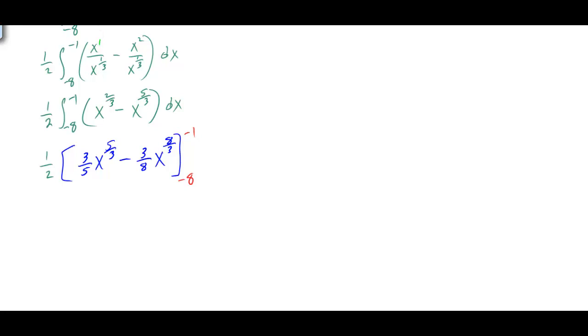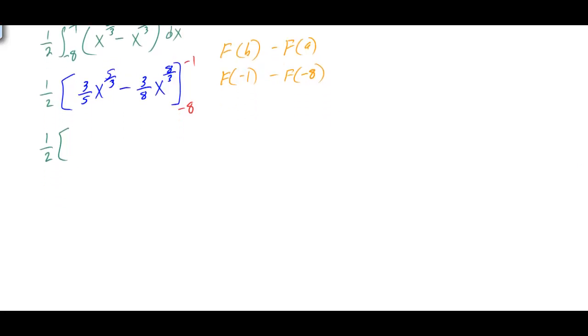So keep in mind now the order is we're looking for f of b minus f of a. So for us that's going to be f of -1, the upper limit, minus f of -8, the lower limit. Now notice we took out this 1/2. I'm going to keep on bringing down our 1/2, and this is going to be multiplied at the very end after we find f of b minus f of a. So at this point, we're going to go ahead and plug in our limits of -1. So I'm going to have 3/5 times -1 raised to the 5/3 power minus 3/8 times -1 raised to the 8/3. Okay, then it's going to be all of that.